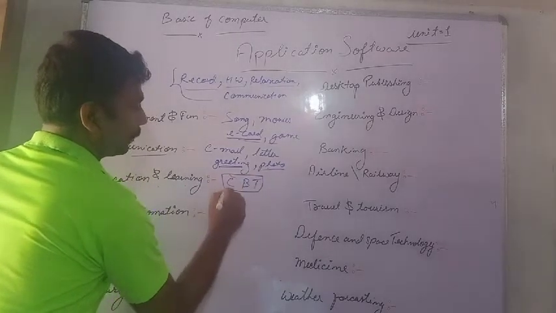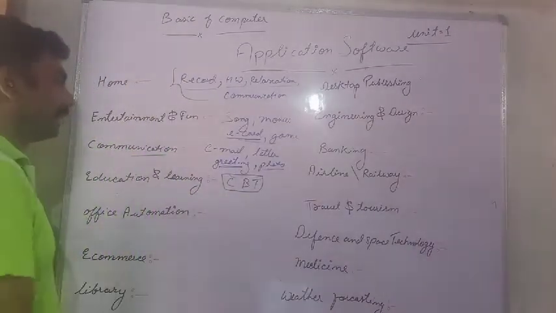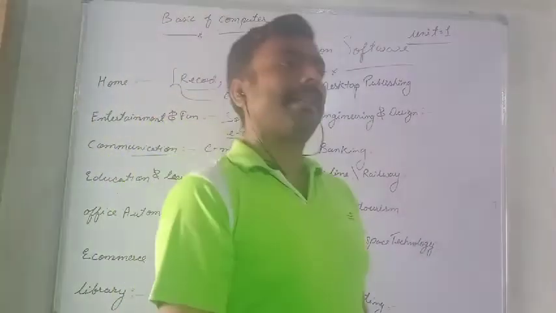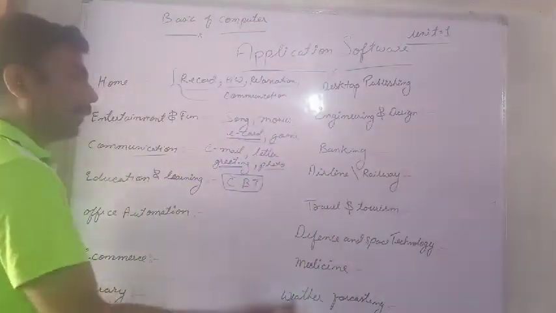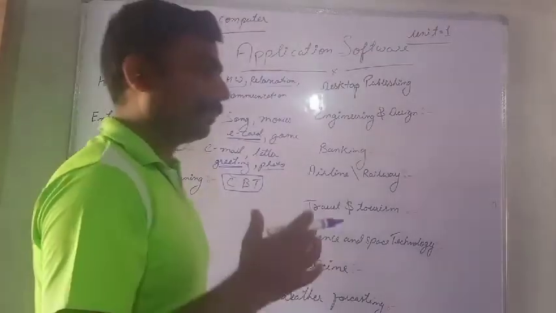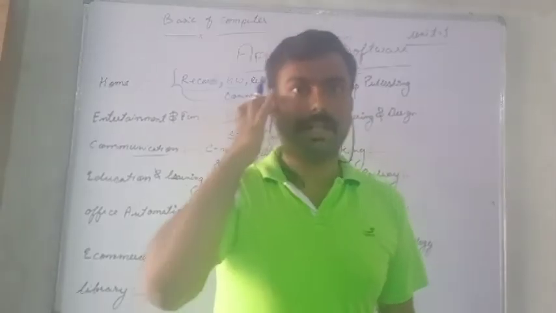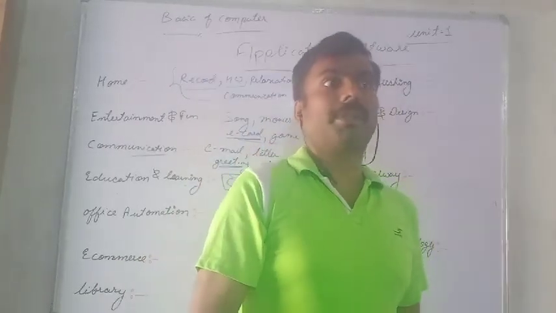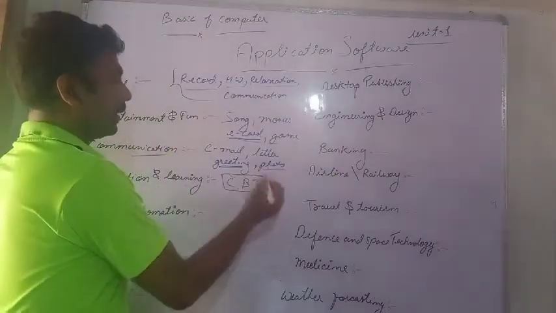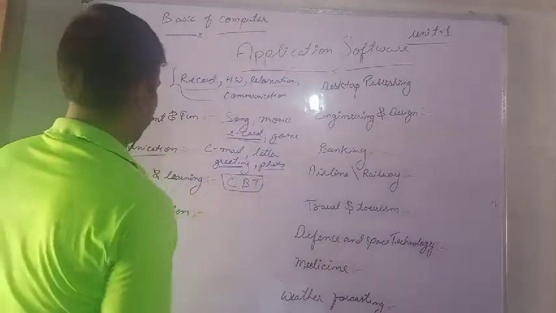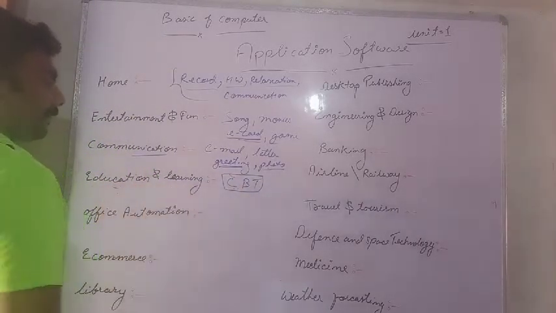CBT, computer based training. Means in education and learning, the person needs a computer and a special software which will provide you training on the basis of computer, some kind of training for further getting a job, training for further getting knowledge of that particular activity. Those things can be done with the help of software, CBT type of software. This comes in the educational and learning field.